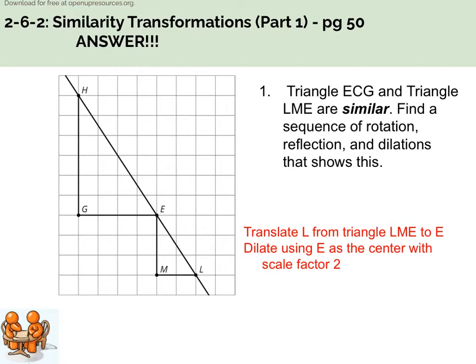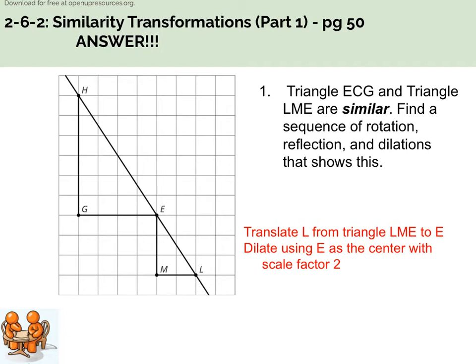So you can actually do the sequences many different ways. This is how I kind of looked at it. So I said translate L from triangle LME, so that smaller triangle, move it up so it sits on E, and then I'm going to dilate that smaller triangle by 2 to make it bigger, just like the bigger one.